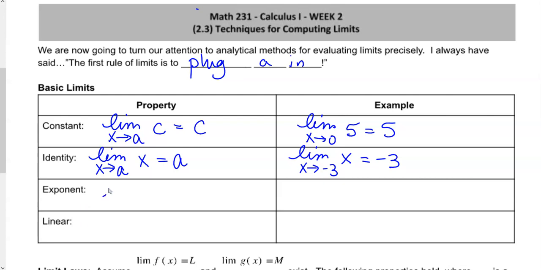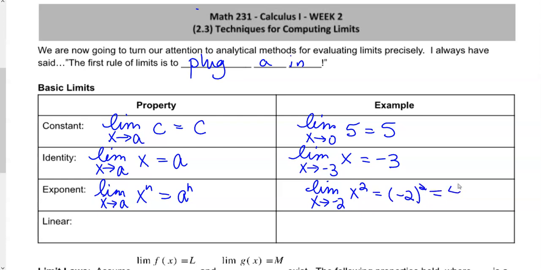For an exponent, if I have the limit as x approaches a of x to the nth power, x squared, x to the 7th, whatever the case may be, again I'm going to plug a in for x. As x approaches a, a goes in for x, and then I would have a to the n power. So for instance, the limit as x approaches negative 2 of x squared: I plug negative 2 in, and I get to square that.